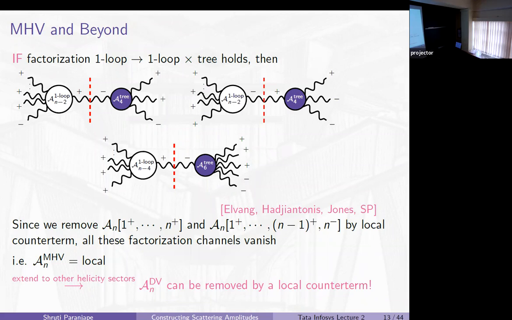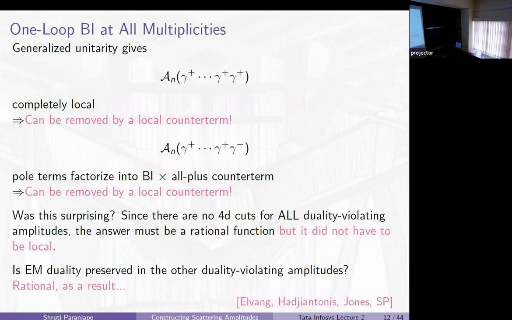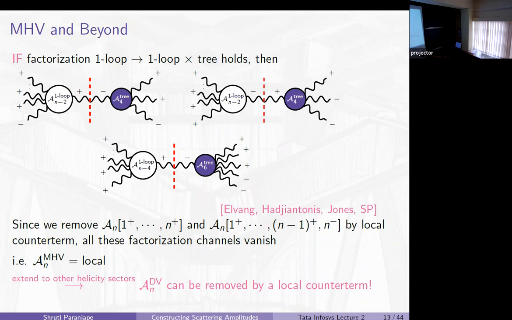So in that case, we can't use the same methods, but I will say just this one thing: if the following factorization works, that all the poles in one loop look like one loop times tree, then this procedure, I mean, just the fact that these two were local will remove anything else. Okay, but yeah.